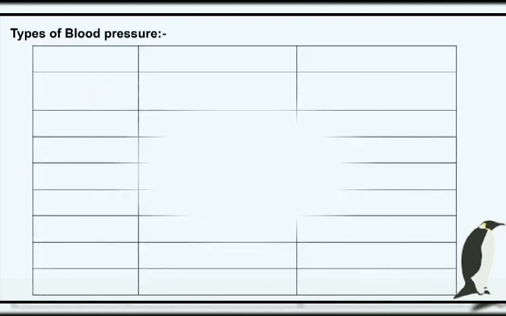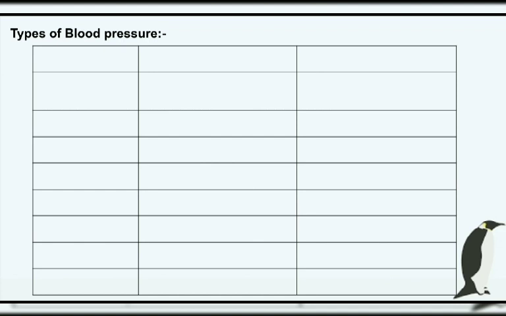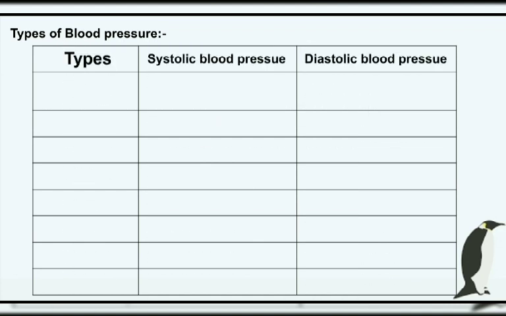Now here you see the types of blood pressure. Very easily you can see the flow chart, because this one is the most important, and you can easily learn the types. There are two types: systolic blood pressure and diastolic blood pressure.